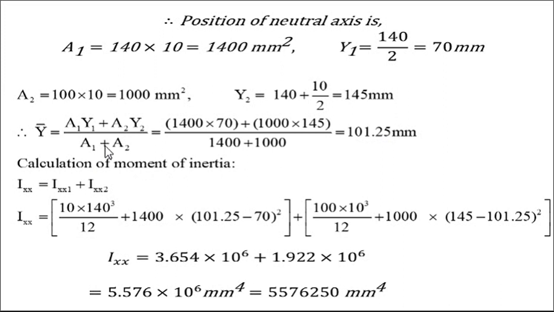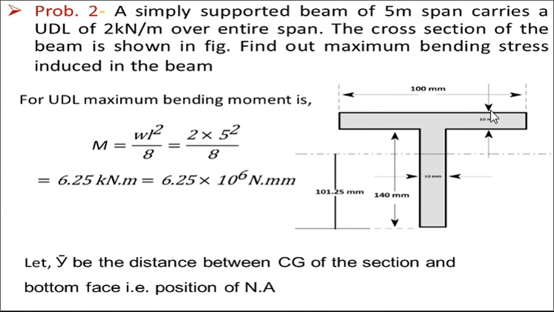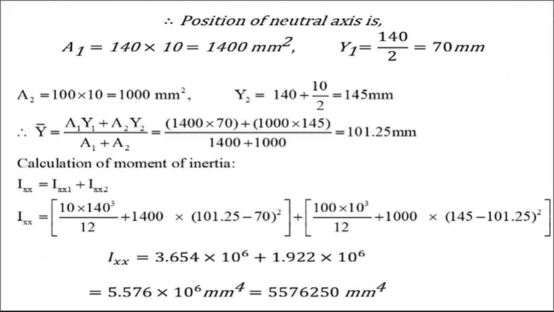So after calculating the y bar, we have to find out the moment of inertia of the whole section. First of all, you can divide that T section into two parts. One is the flange, another is the web. So again, I will repeat, this top part is called the flange, and this vertical member is called the web. Okay, so we divide into two. So first of all, Ixx1 means moment of inertia of the web, and Ixx2 here is the moment of inertia of the flange section.